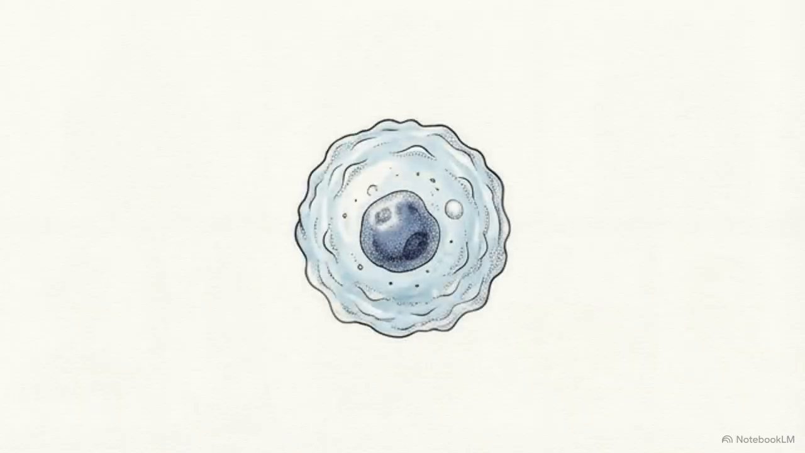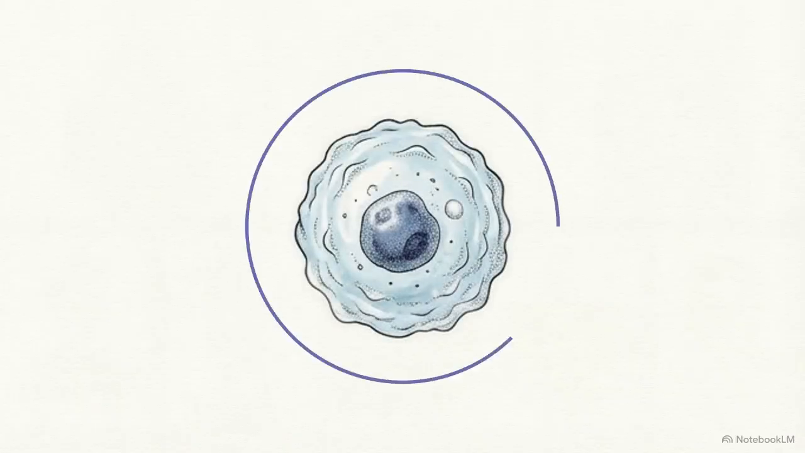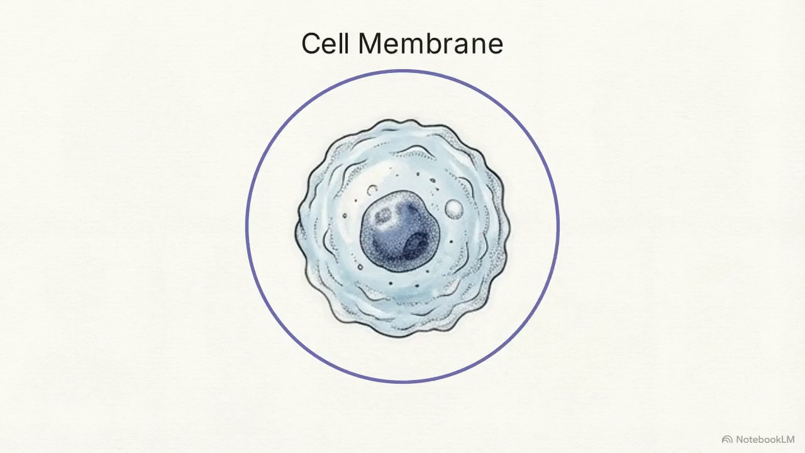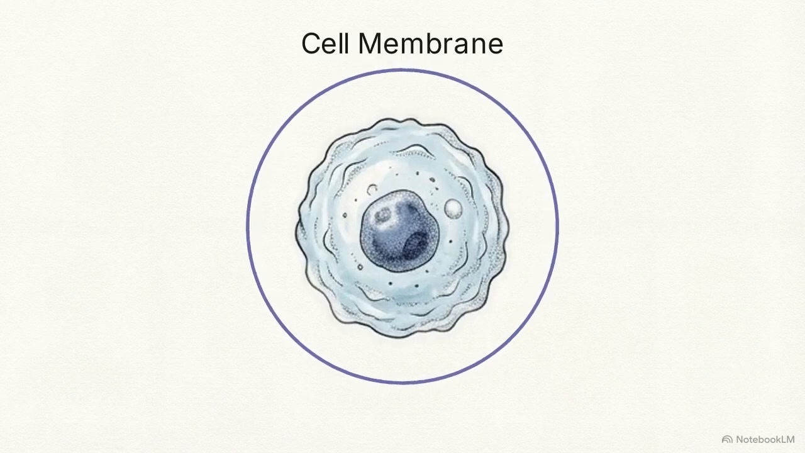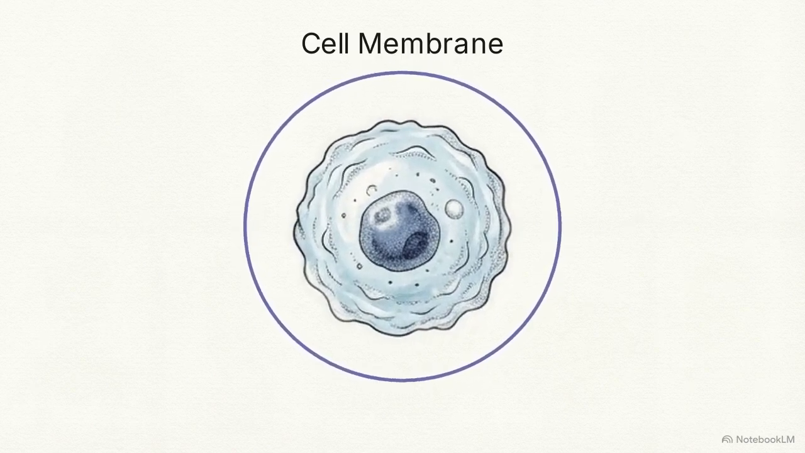Take a human cheek cell. It has a pliable outer boundary called the cell membrane. This flexibility is crucial for animal cells. It allows our tissues to stretch, our muscles to contract, and our bodies to move freely through our environment.